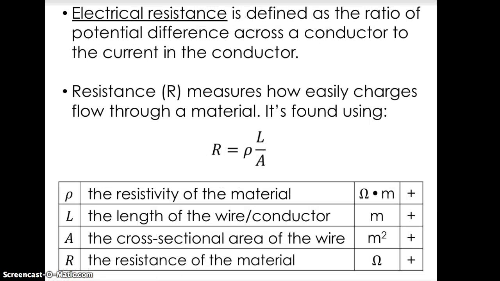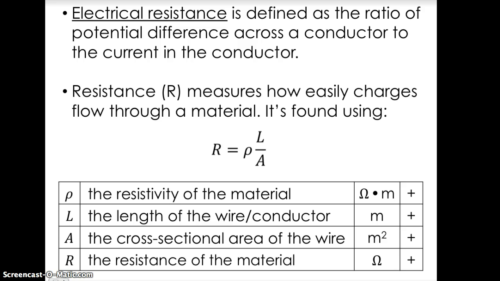Okay. Electrical resistance is defined as the ratio of potential difference across a conductor to the current in the conductor. In other words, electrical resistance, given the variable R, R equals V divided by I. That's our definition. You might wonder, why haven't I written it down? Well, we're going to see the equation again later. But you can write that definition down in your notes if you'd like.